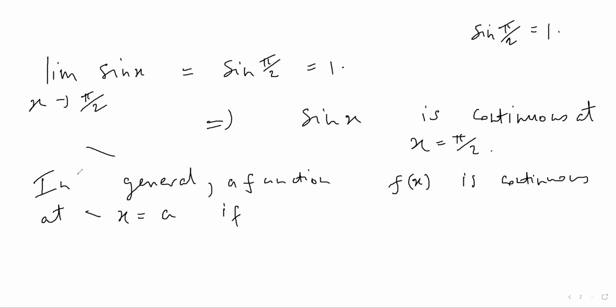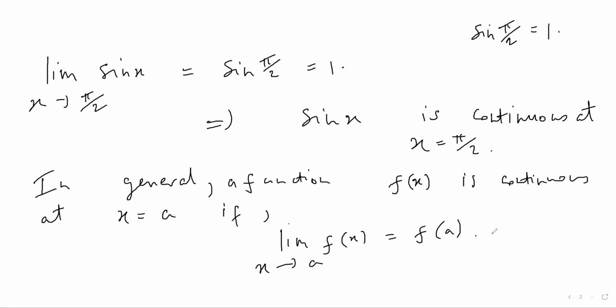So as I was saying, in general, what you can say is this: a function f of x is continuous at x equal to a if the limit of this function f of x when x approaches a is equal to f of a.